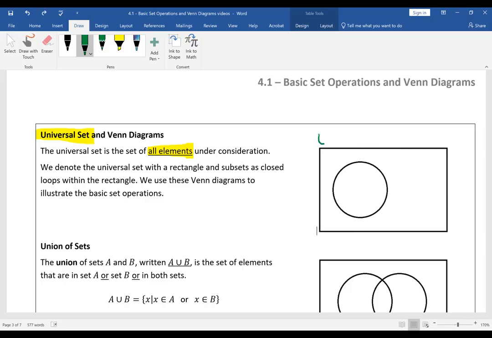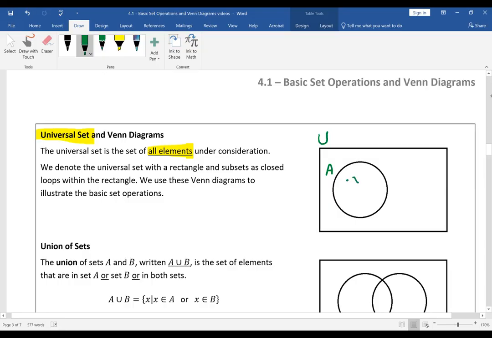And we use in general the letter U, and the subsets as closed loops. And this is a closed loop. And we can use any letter to denote the subsets. I'm going to use A. We use these Venn diagrams to illustrate the basic set operations.